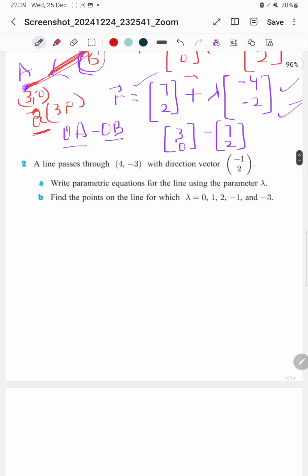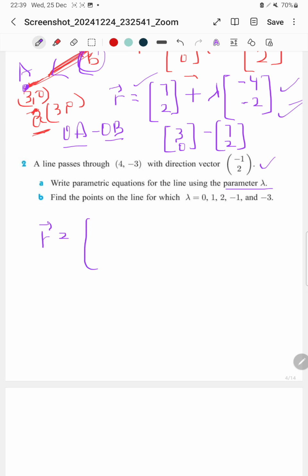Now this question number 2: a line is passing through (4, -3) and the direction vector is given. So this is quite a simple question. Here they said you have to write the parametric equation of the line using the parameter lambda. So if they have mentioned in the question that it should be lambda, we have to follow that only. So the equation is quite simple.